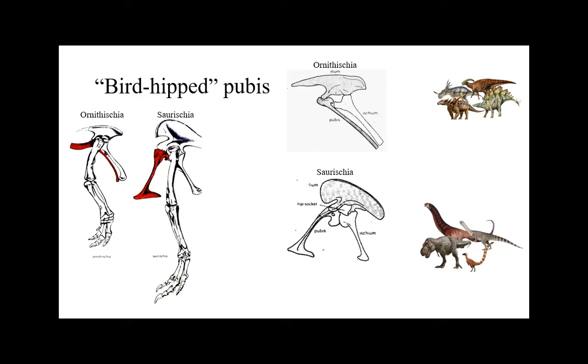So when dinosaurs were first being described and studied in the 1800s, in the 1880s, somebody made the distinction of, oh, look, there's a group over here that have hips like a lizard, meaning an ilium up top, a pubis up front, and an ischium down the back.